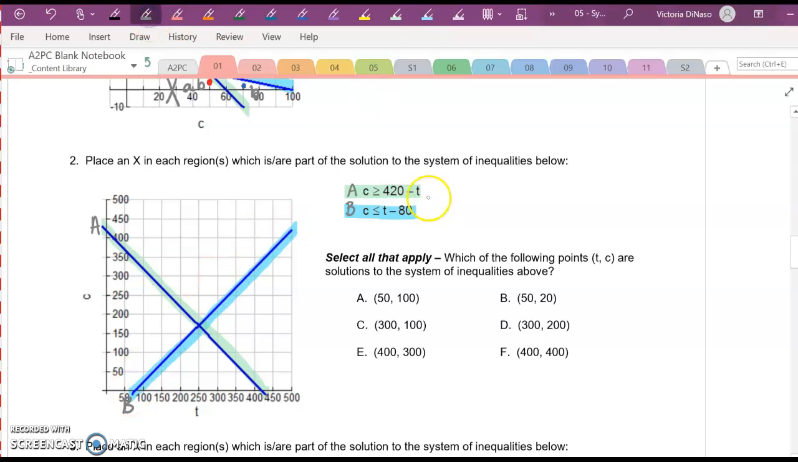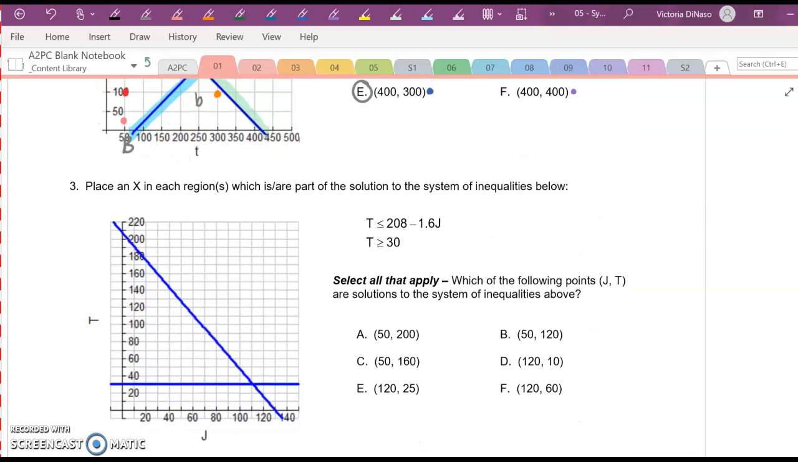All right, so for line A, based on this inequality, we're shading above. So I'm going to go ahead and put a little A in those regions. And then letter B, based on this inequality, I'm shading below. So we're going to go ahead and put a little B in the two regions below. So we figure out that this is my shaded region. Go ahead and pause the video and figure out which of the following points T, C are solutions to the system of inequality. When we plot each of our 6 points, we find out that D and E are the only solutions.